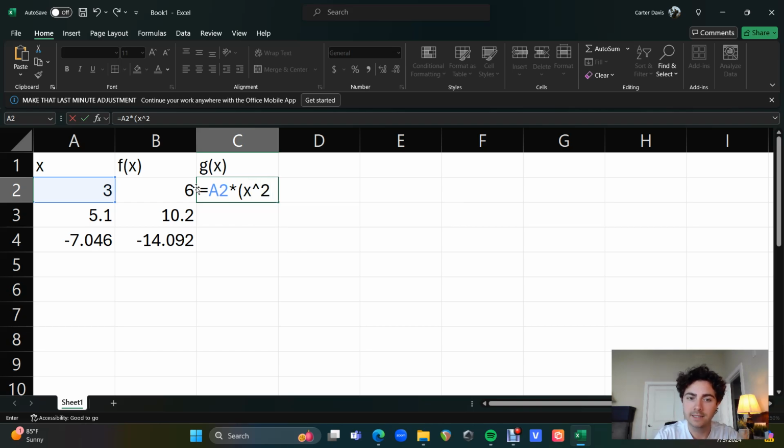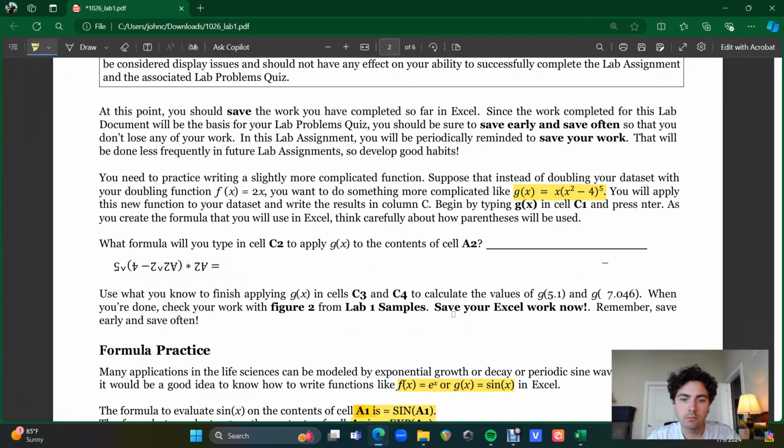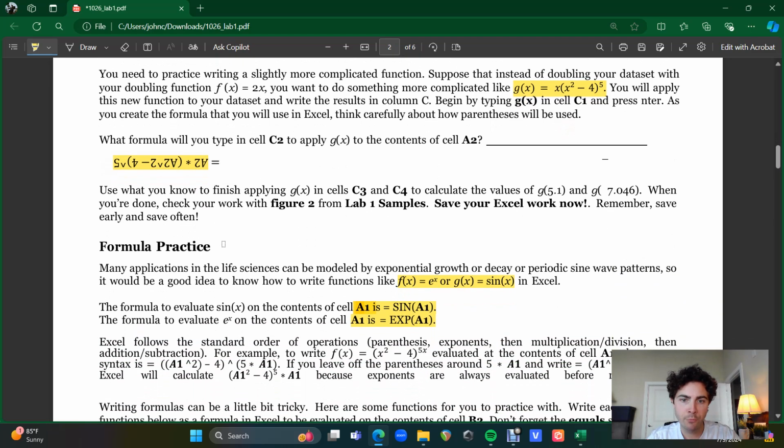So again, anywhere we see x, we're clicking on A2. So x squared is A2 with a caret and then a 2 minus 4. So x squared minus 4 raised to the 5th power. I know this looks crazy, but this is x times, in parentheses, x squared minus 4, close parentheses, to the 5th power. So that's that. Everything we just typed in, right?